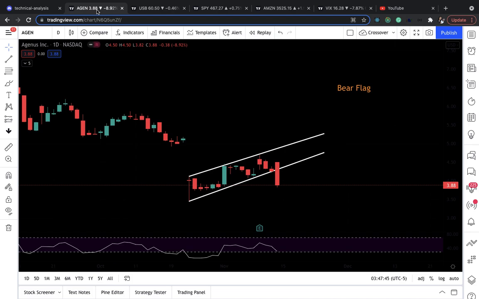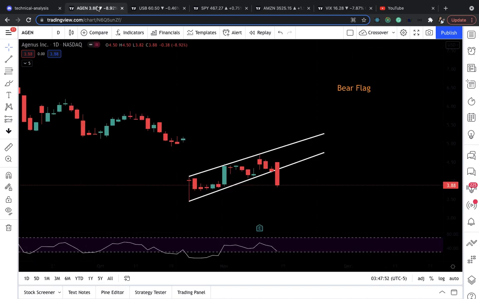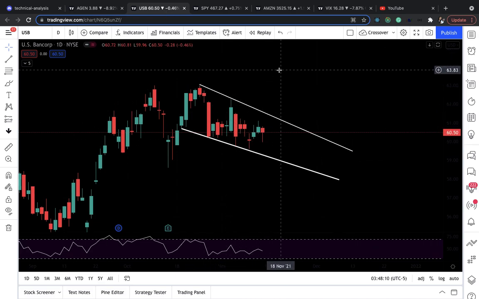There's bull flags, and then there's bear flags. Here's the bear flag, and here you can see a bull flag. Okay, so to me, flags are consolidation or strength building patterns. Obviously, if it's a bear flag, it's building strength to head to the downside. If it's a bull flag, it's building strength to head to the upside. I do this all the time in my trading. I'm constantly looking for flags.